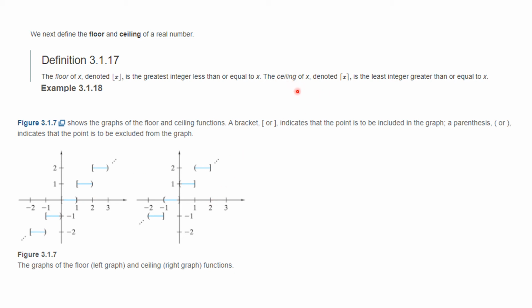Similarly, the ceiling function, denoted this way, and notice that the little feet are on the top, so that is the ceiling function, is the least integer greater than or equal to x. Now it turns out in computer science and the work we're going to do in discrete math, these come up a lot. And so here are the graphs of those. This is the floor function, that is the left graph, and the right graph is over here, and that is the ceiling function. And again, a parenthesis means the point is excluded from the graph, and the bracket indicates the point is included. You've talked about these before, and so you should be aware of what these mean.